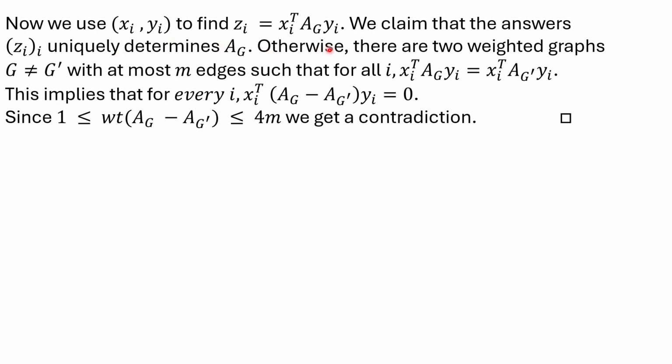Otherwise, there are two weighted graphs G and G', which are not the same, with at most m edges, such that for all i, xi transpose AG yi is equal to xi transpose AG' yi. This implies that for every i, xi transpose (AG minus AG') yi is equal to 0. Since the weight of AG minus AG' is between 1 and 4m, we get a contradiction because we said they are not dependent.